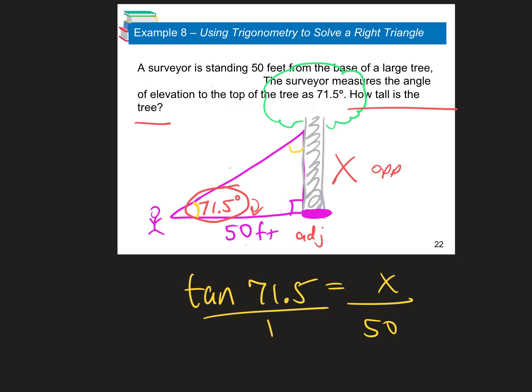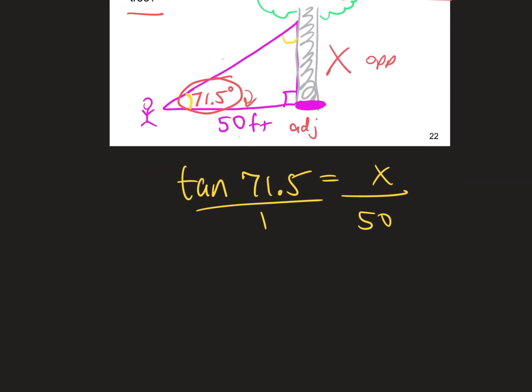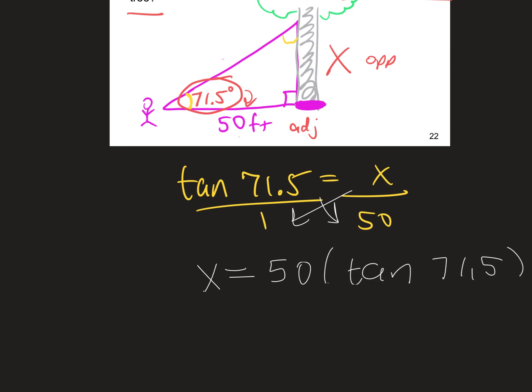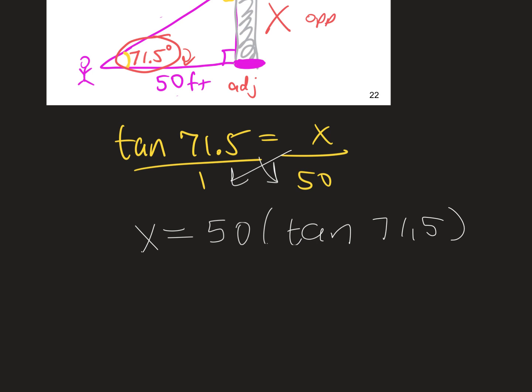Okay, so we have this set up. It's just a fraction equals a fraction, so we are going to cross multiply. So I'm just going to say x times 1. So I have x equals, and then I'm going to cross multiply here. You have 50 times the tangent of 71.5. In your calculator, hit 50 times tangent 71.5. Tell me what you got. 50 times the tangent. What'd you get?